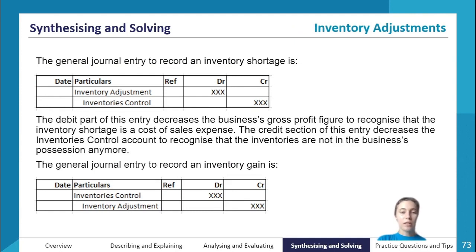Inventory adjustment. Now, this is another balance day adjustment, and to record a shortage, you are increasing inventory adjustment and decreasing the control account for inventories. So, of course, inventories are an asset. An asset is a debit by nature. So, to decrease an asset, you credit it. So, that's why here we are crediting inventories to recognize that our asset is going down. And the general journal entry to report the gain is the exact opposite of that.